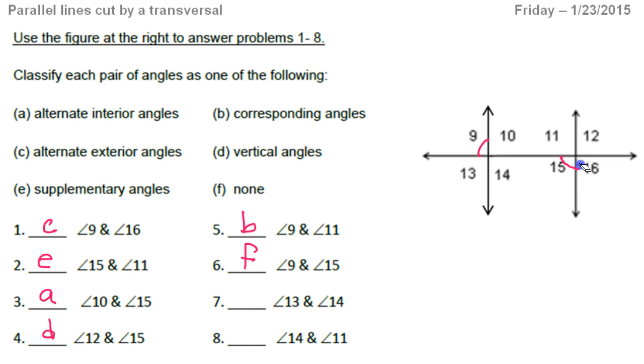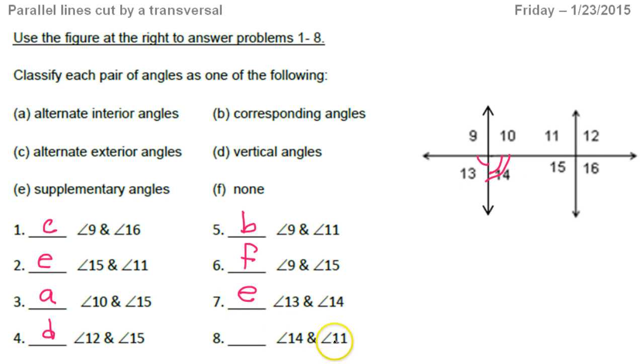Alright, number 7. 13 and 14. Okay, this is another linear pair, and they will be supplementary. Again, so that's E.